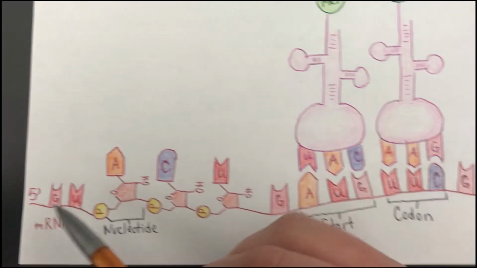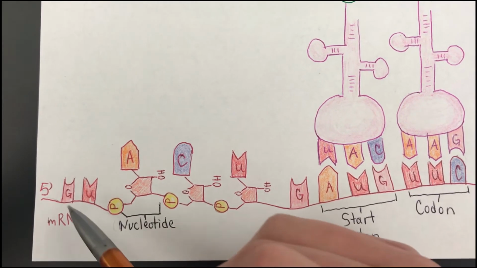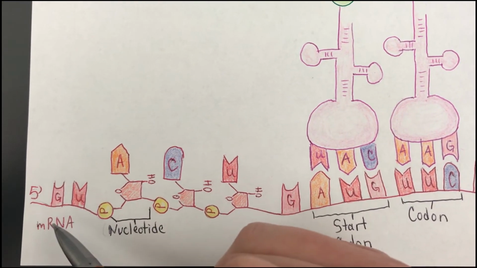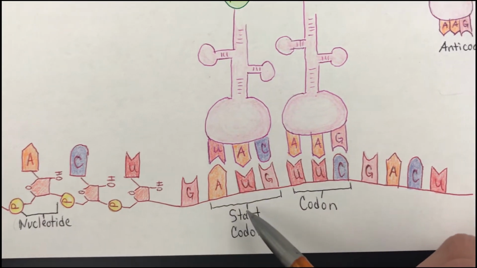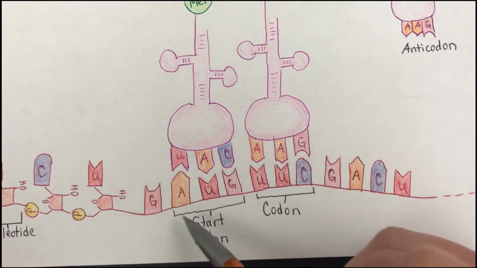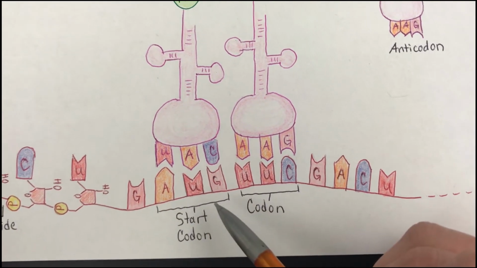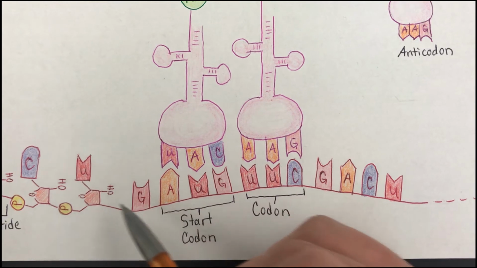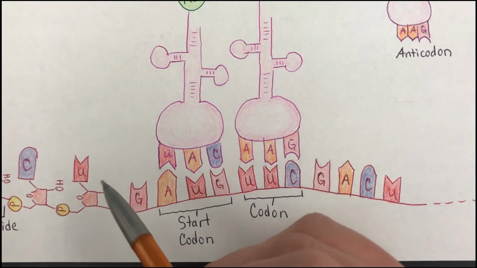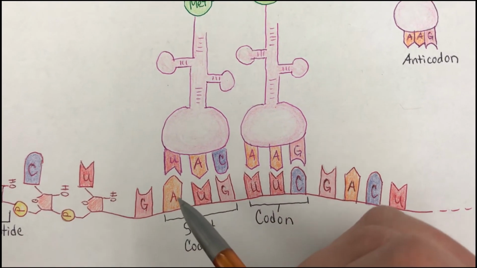Okay? So again, the small ribosomal subunit is going to attach at the 5' end of the mRNA molecule, and it's going to slide along the mRNA looking for a particular sequence of nucleotides. Now, it is reading this strand, this genetic code, in 3-letter groups.